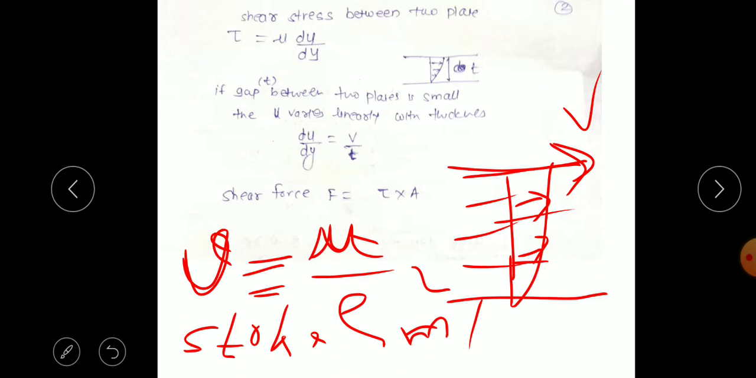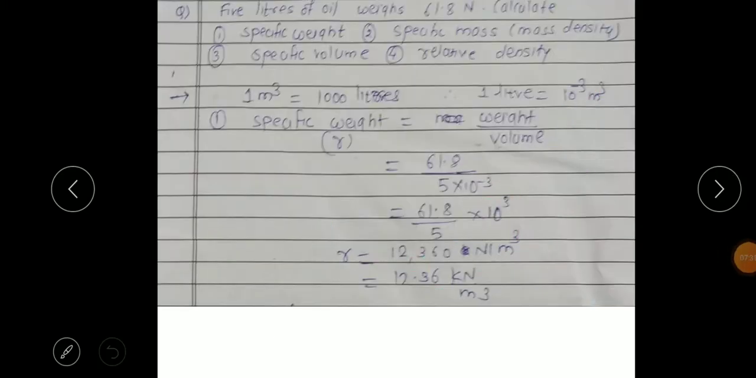So these are the formulas required to solve the numericals. Next we take the first numerical. I will read it: 5 liters of oil weighs 61.8 Newton. Calculate specific weight, specific mass, that is the mass density, specific volume and relative density. So we know 1 meter cube is equal to 1000 liters, or 1 liter is 10 raised to minus 3 meter cube.